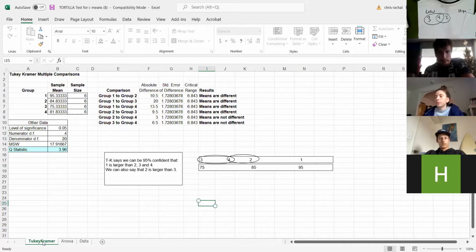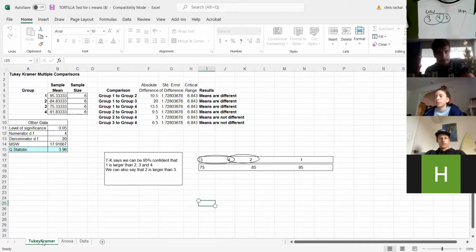So one of them's giving you the critical range of what it has to be higher than, and the other one's telling you what that difference is. So it says if it's higher than 6.8, it's different. And you look at what the difference is, and it's 10, which is higher than 6.8, which is telling us, no, this one's different.